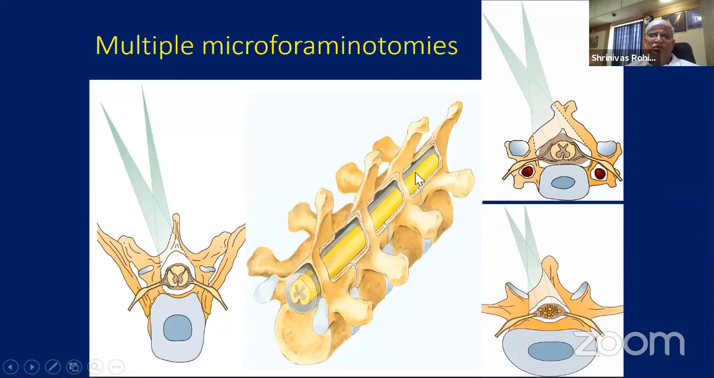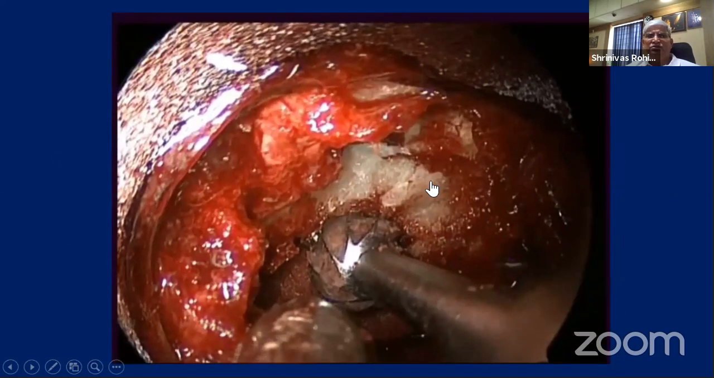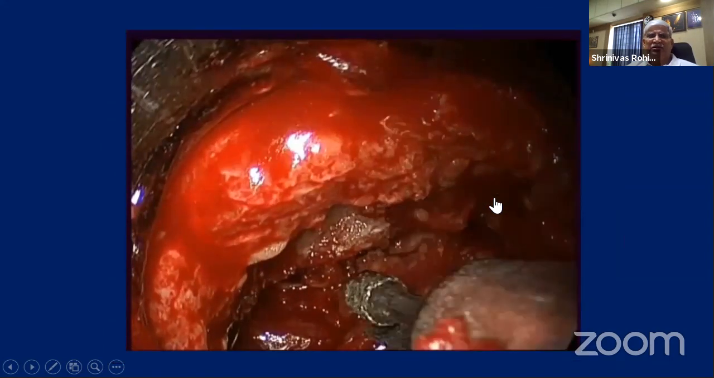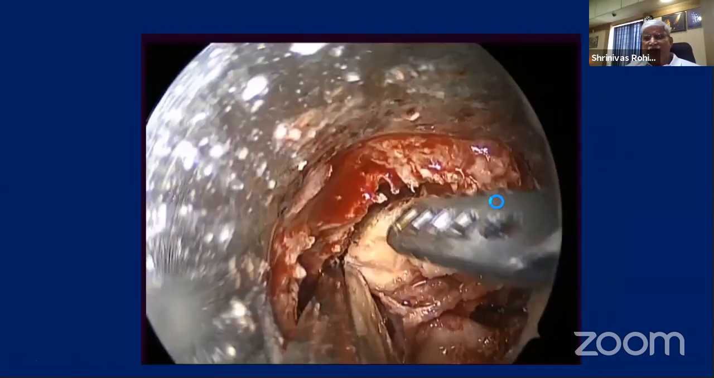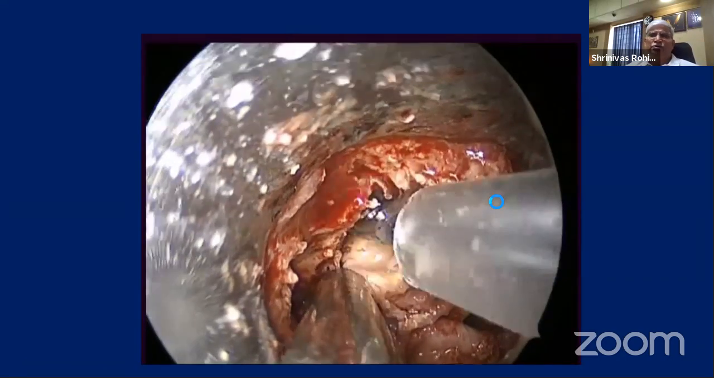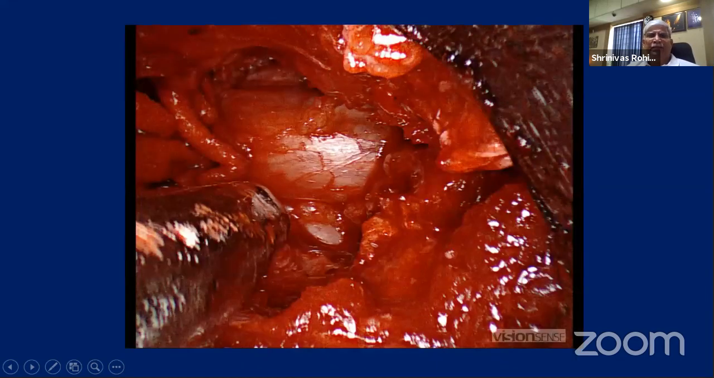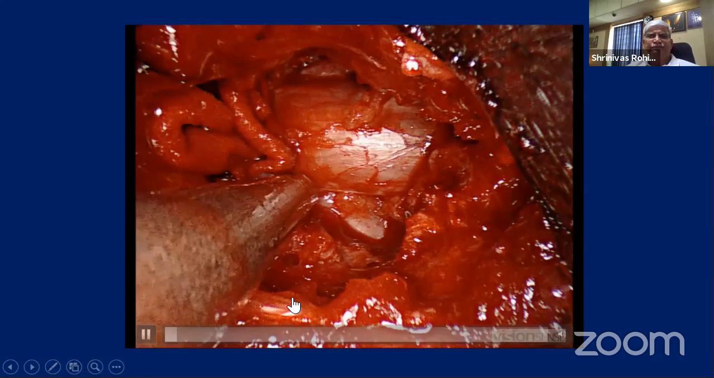We can use this for multiple foraminotomies. And these are the multiple incisions. This is how we can use the drill. This is a drill with the protection sheath to prevent complications. We can use the ultrasonic bone dissector also because it is less traumatic to the neural structures. These are the bilateral roots.